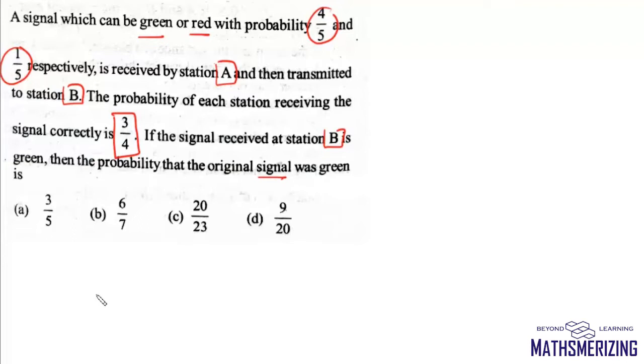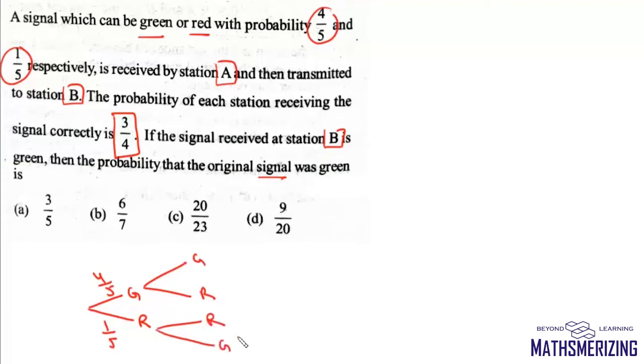Now this signal, it can be either green or red. Now it is green with the probability 4 by 5 and it is red with the probability 1 by 5. Now this green signal, it can be received at station A as either green or red. In the same way, this red signal also can be received as either red or green. Now it will be received green if it received the signal correctly. So it will be this 3 by 4 and here will be this 1 by 4, and red as red again is 3 by 4 and red as green is 1 by 4.